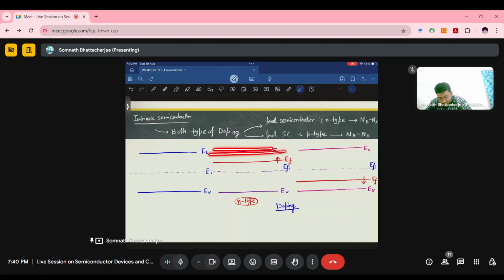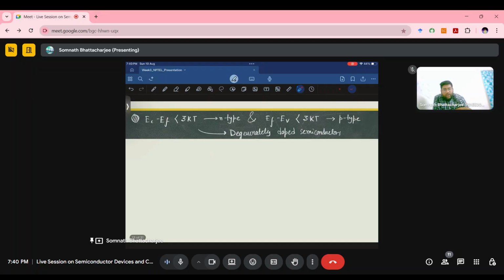So if these two are here, the basic difference is, let's say, kT. So the basic difference is kT, whereas this can be called a degenerately doped semiconductor. In these cases, if the difference is more than 3 kT, we can say it is degenerately doped based on the definitions.